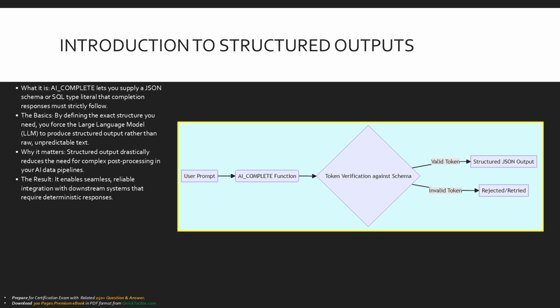When building AI applications, relying on plain text responses can be a nightmare for application integration. To solve this, the AI complete function lets you supply a JSON schema or SQL type literal that completion responses must follow, producing structured output. This fundamentally changes how we interact with LLMs. Instead of begging the model to format things nicely, AI complete verifies each generated token against your structured output definition to ensure that the response conforms to your exact type structure.